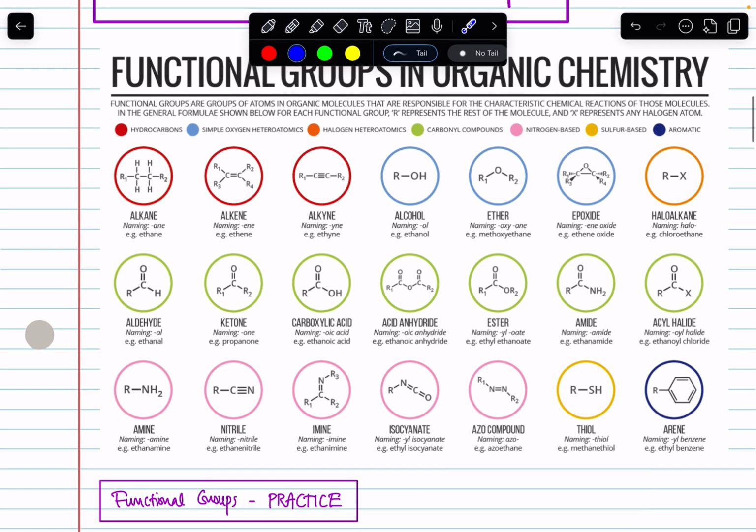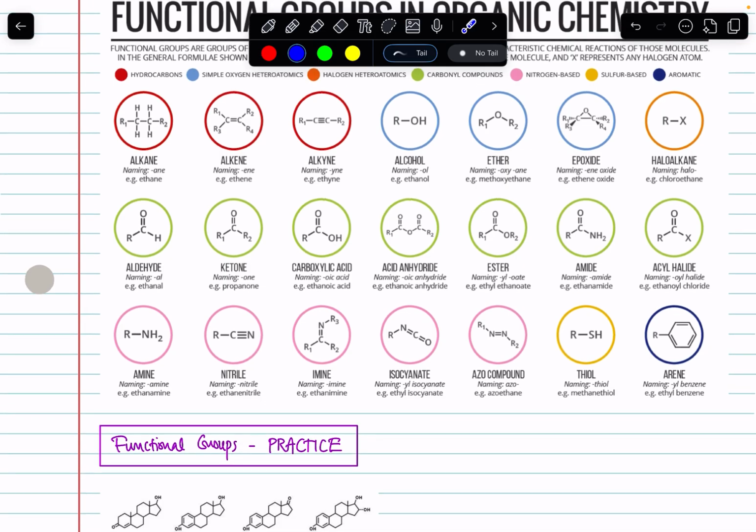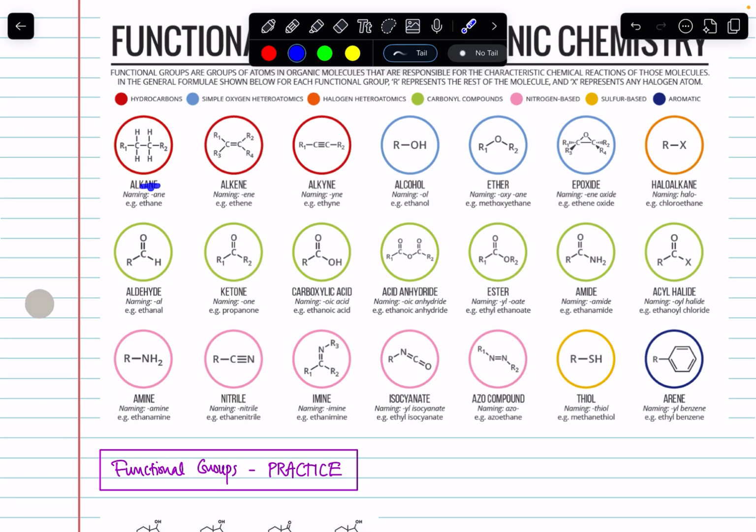So if you just look at the names, we did talk about some of them. So things like alkane, alkene, alkyne, alcohol, ether, and so on and so forth. I'm going to go through each of these one by one. As you can see, alkanes only have single bonds for carbon, alkenes have double bonds in them, and alkynes have triple bonds, and those are all called hydrocarbons, classic hydrocarbons.